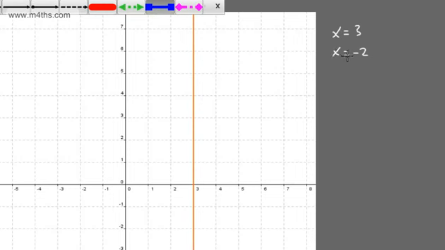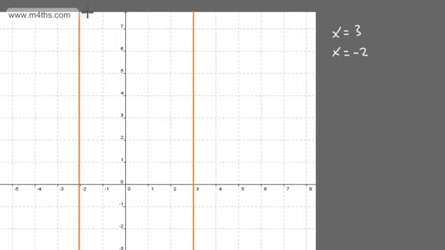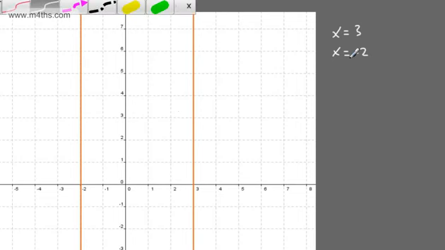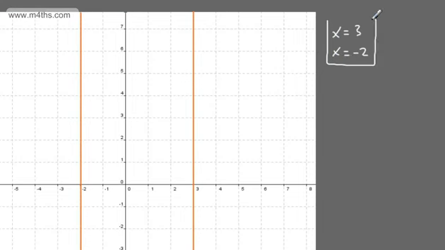If we wanted to now draw x is equal to minus 2, well here's minus 2 on the x-axis, and then we would just draw it like so. And make sure you're accurate. With the computer here, it often needs a bit of adjustment. So these now are vertical lines: x is equal to 3 and x is equal to minus 2.